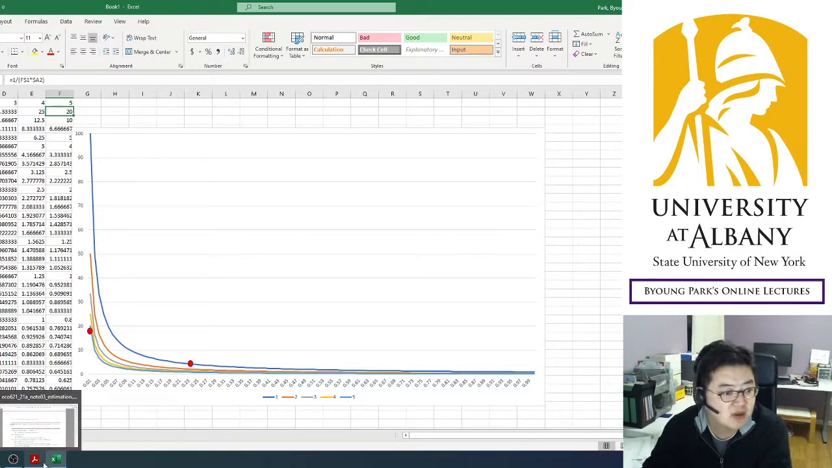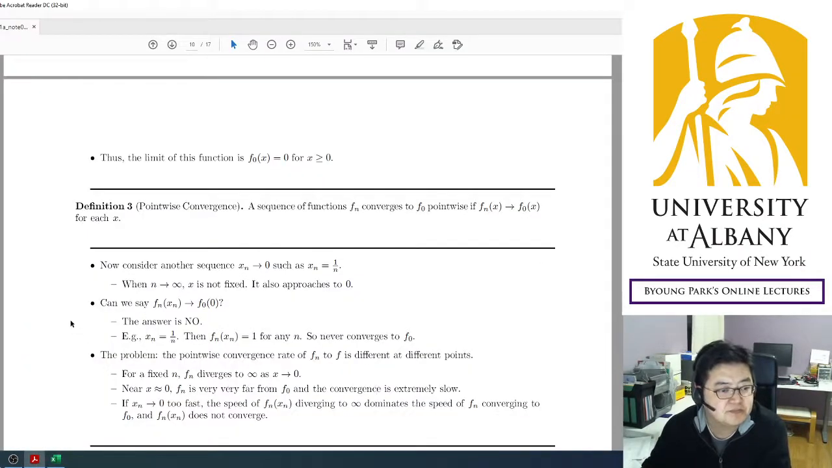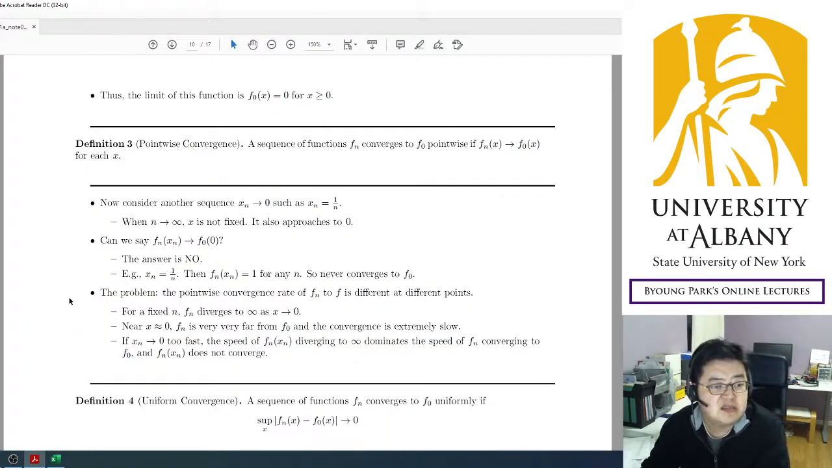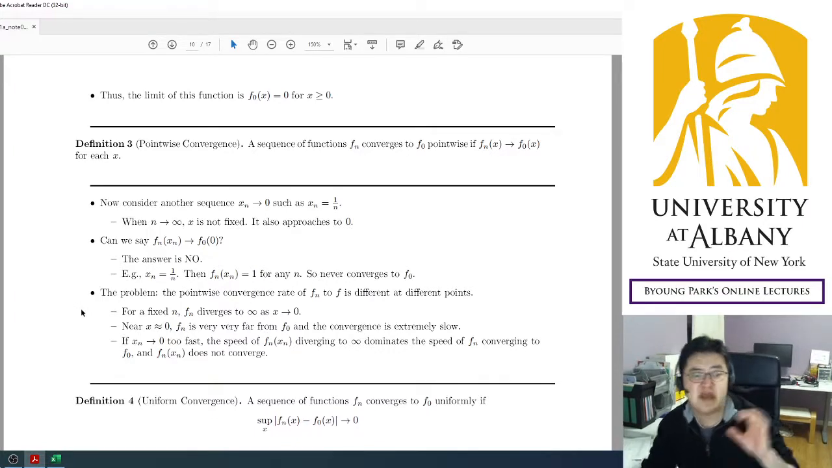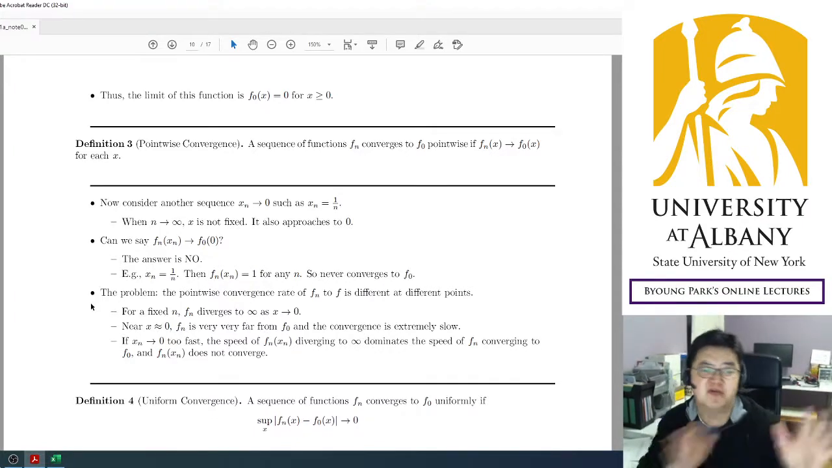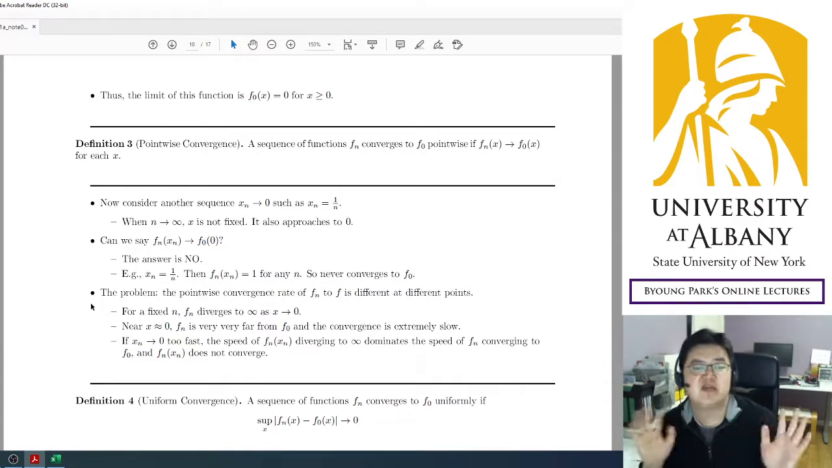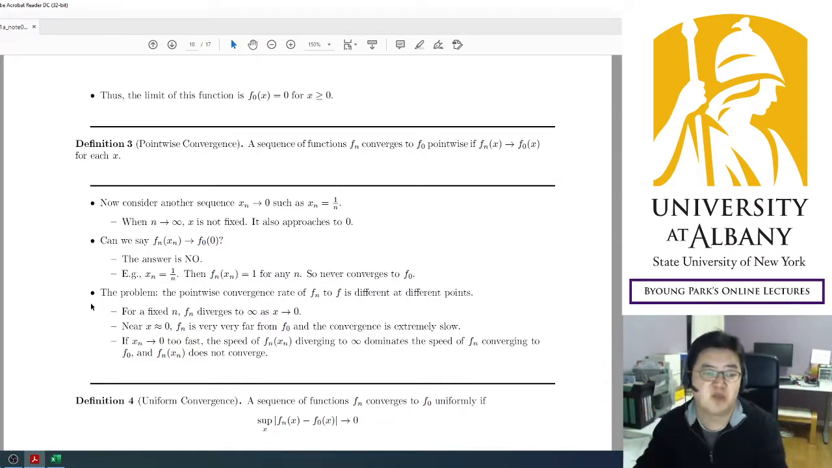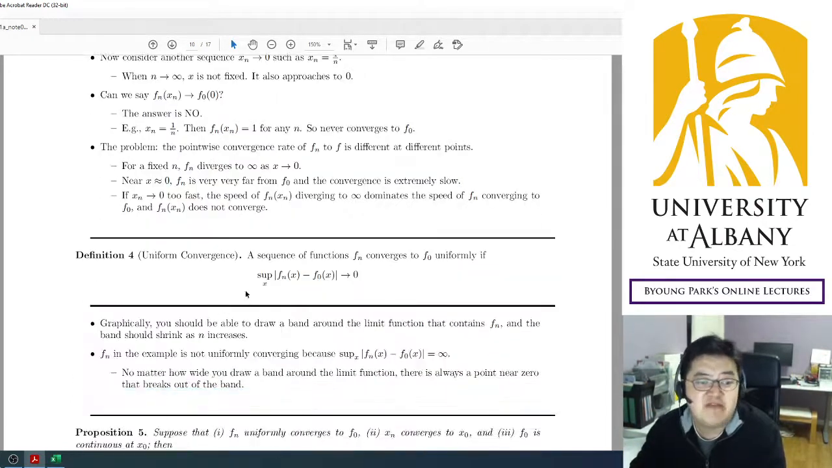slow, and then how can we do? We have to restrict the difference in the convergence rate across different points. So we define a more restrictive convergence of a sequence of functions. We define this: the supremum over x of the difference between f_n and f0 converges to 0.